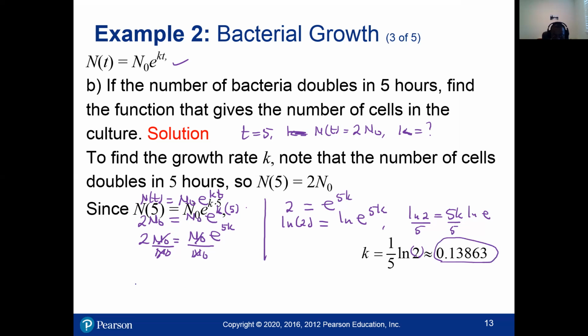Then what is the function? The function is N of t, which will be N of 0 times e raised to 0.13863 times t. So this is our function. Now we need it to solve the subsequent parts of the problem. Okay, so we have our function as that.